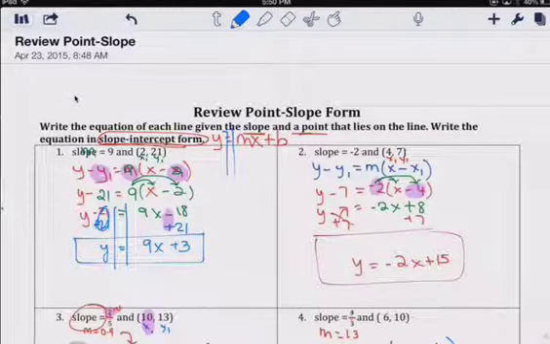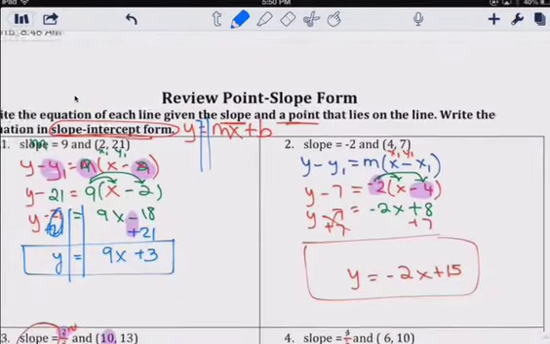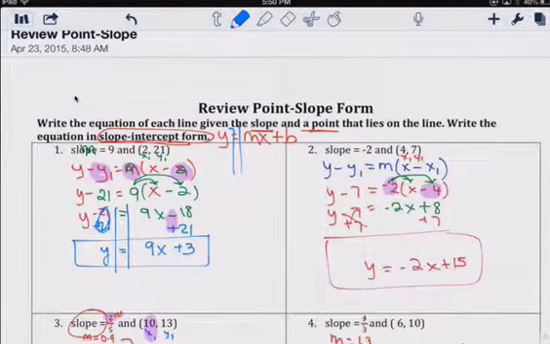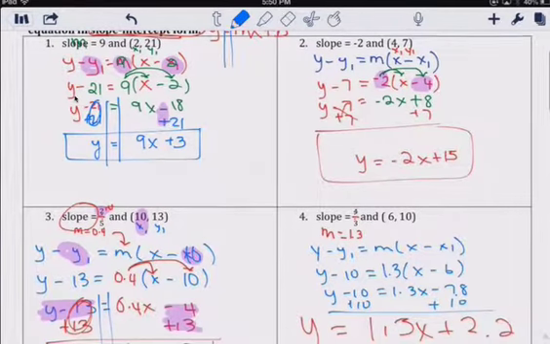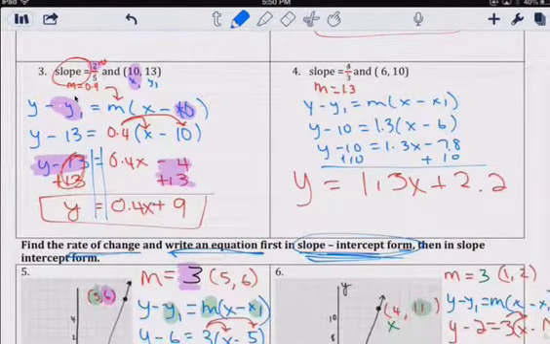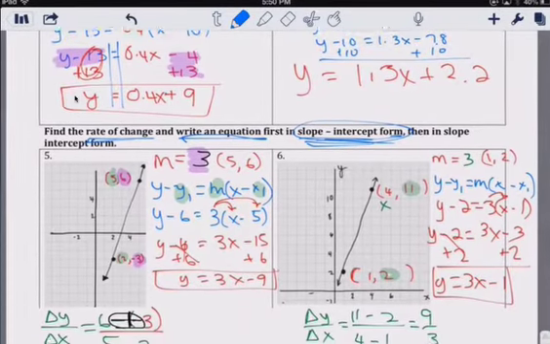It's what you did in class today. Videotape some of it if you didn't see it. You should know in 2 and 3 and 4 I did the problems. These are the answers. I used a decimal for number 4. Okay, 3 and 4. And then number 5 and 6. These are the answers.